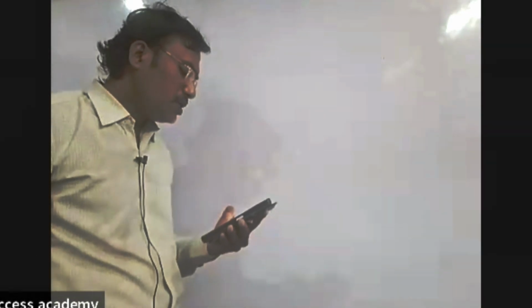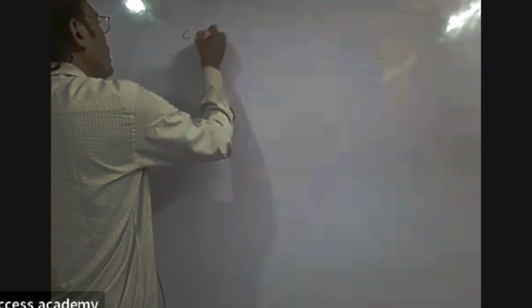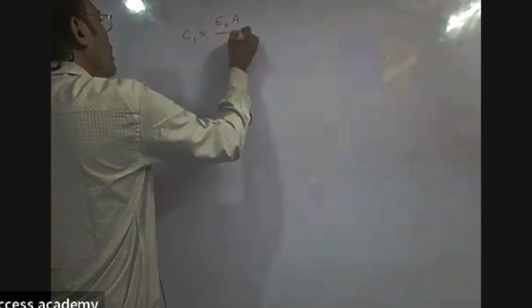Listen. The capacitance of an air core parallel plate capacitor of circular plates of diameter D, separated by X. So C1 is the parallel plate capacitor. What's the formula? C is equal to epsilon naught A by D. So I am taking C1 is equal to epsilon naught A by D.